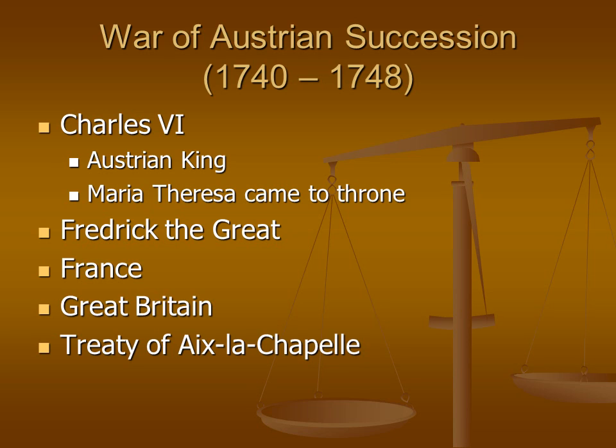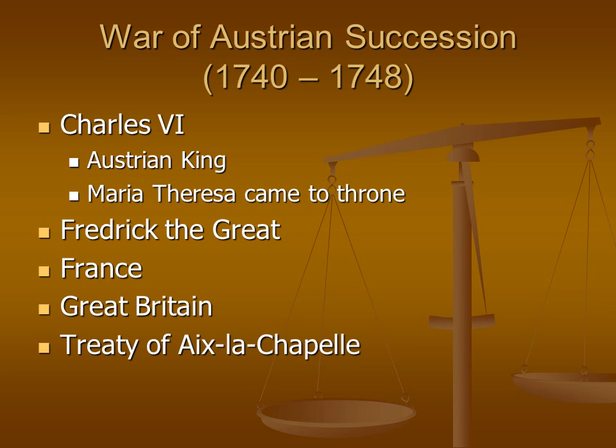Charles VI, once he becomes the Austrian king, his only heir to the throne is a daughter, Maria Theresa. So when he passes away around 1740, his daughter Maria Theresa comes to power. Again, woman to the throne, somebody comes to take the power, and that would be Frederick the Great. So Frederick the Great from Prussia attacks Austria.